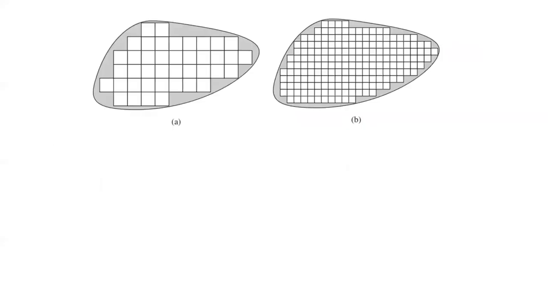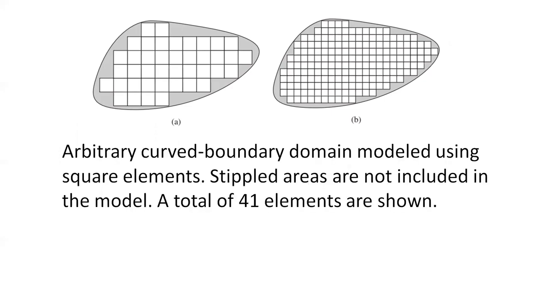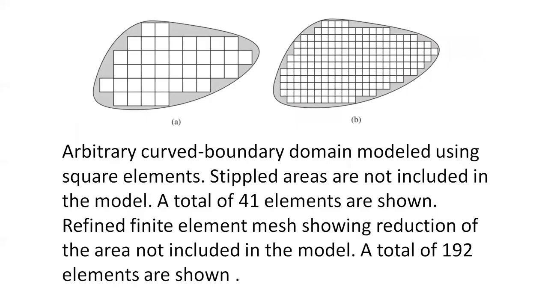The process of discretization has been illustrated in these two figures. In both figures, the same domain has been discretized using square elements. Figure A is a coarse mesh and consists of 41 elements, while Figure B is a finer mesh and has a total number of 192 elements.